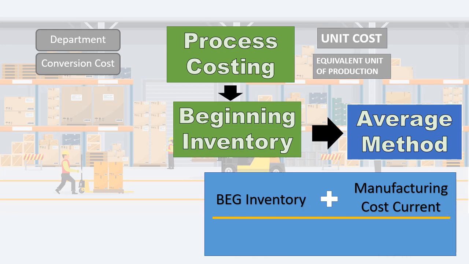However, the EUP is the combination of the equivalent unit of production of the beginning inventory plus the equivalent unit of production of the current period. Okay? So for the FIFO method, as I mentioned earlier, we disregard the value of the beginning inventory because this will already form part of our finished goods once we deliver the cost from one department to another. So, you just remove the beginning inventory.